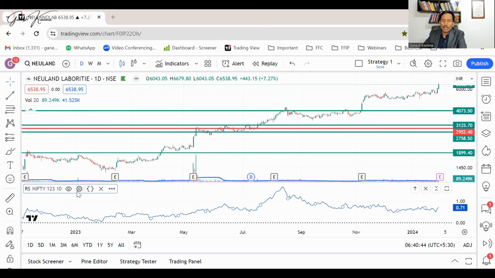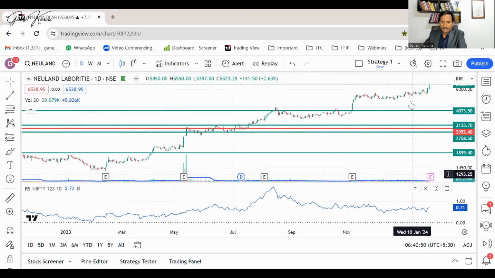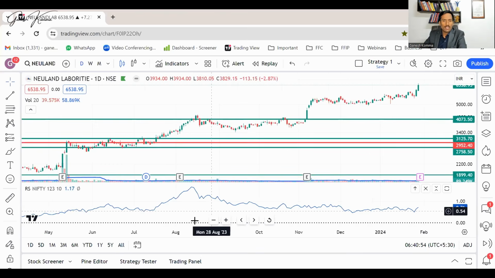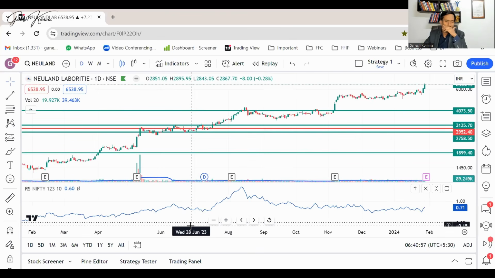Or you can load your Pharma Nifty and check. So relative strength wise, you're able to understand that it is stronger than the overall benchmark. So your first criteria is fulfilled. It is an RS positive stock.